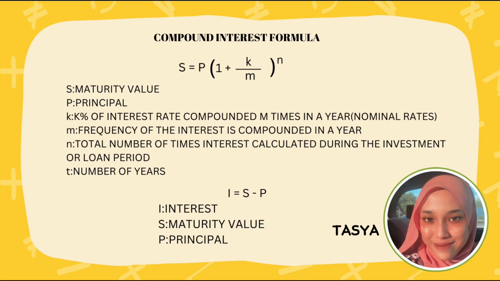The total interest formula is I equals S minus P. I is interest, S is maturity value, and P is principal.